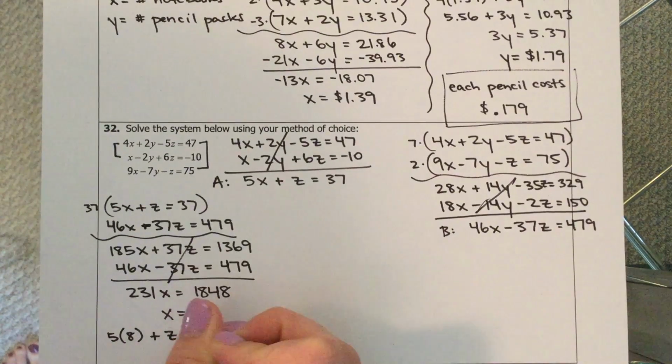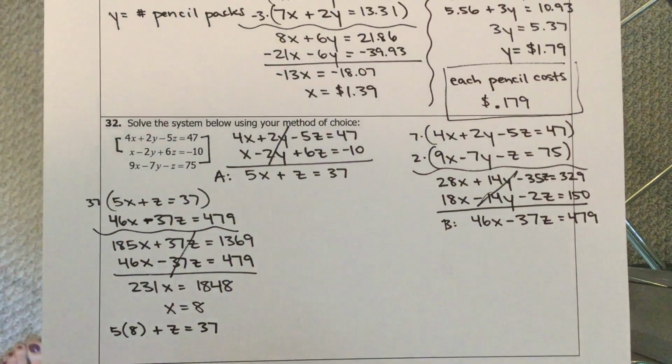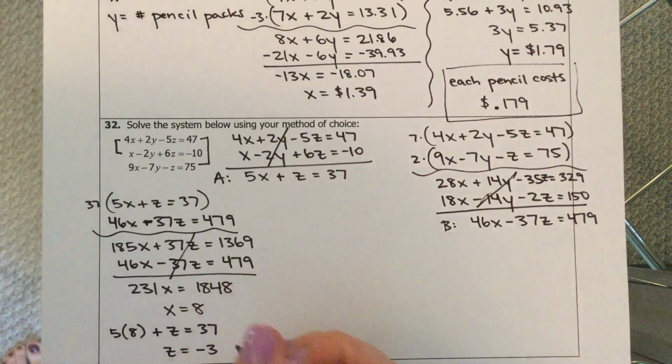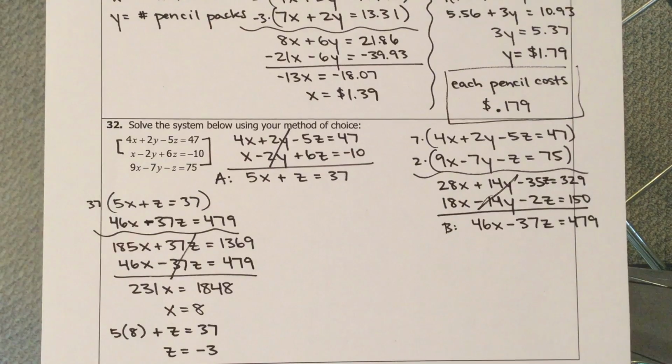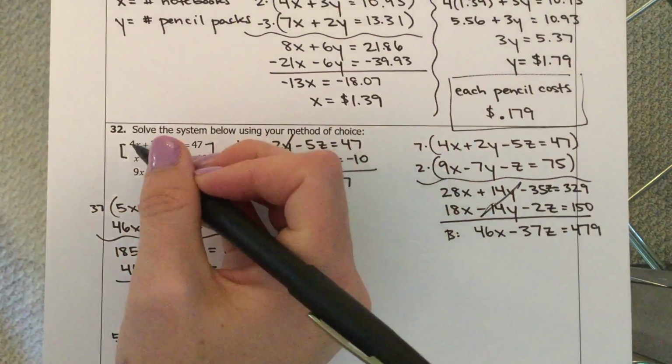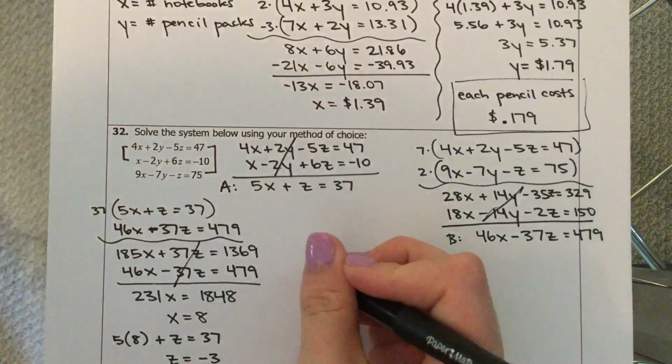plus z equals 37. So this ends up being 40. So if I subtract 40, 37 minus 40 is a -3. So now the hardest part's over. We just need to get that value for y. All right, so we can take any of the equations. Might as well just go with the top one. So sub in the x and the z that we just found and then solve for y.